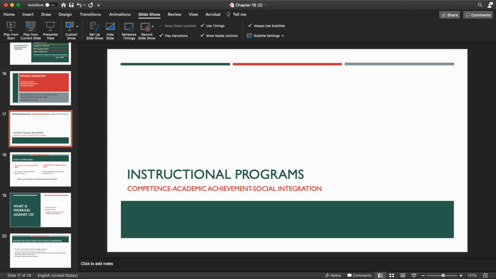Going back, sorry, to this slide, we also know, so that should go into academic achievement and social integration. Competence equals all of both of those things. Not just how they're doing academically, but how they're doing socially. They should both be considered because social skills are critical for long-term success.